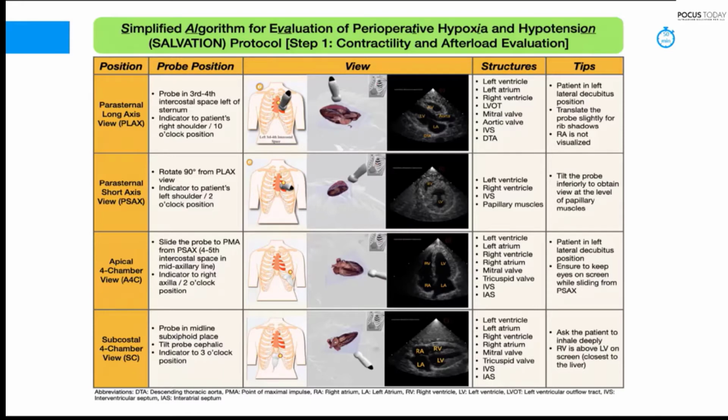Step 1 of the protocol involves evaluation of LV and RV contractility. Afterload is also evaluated. The 4 POCUS cardiac views are used to make an assessment of contractility and afterload. These are the parasternal long and short axis, apical 4-chamber and finally, the subcostal 4-chamber view.